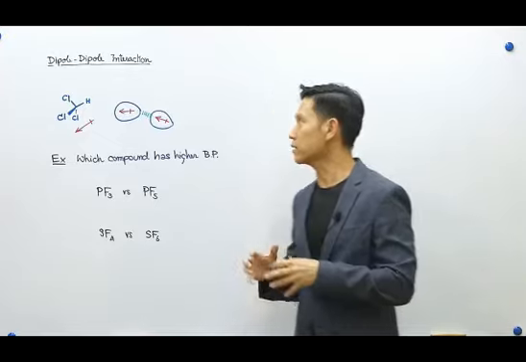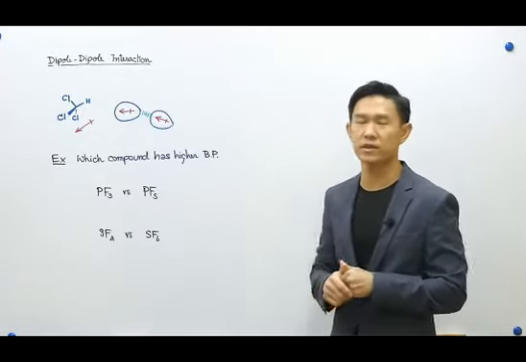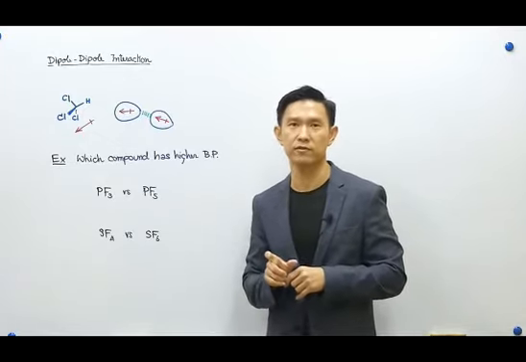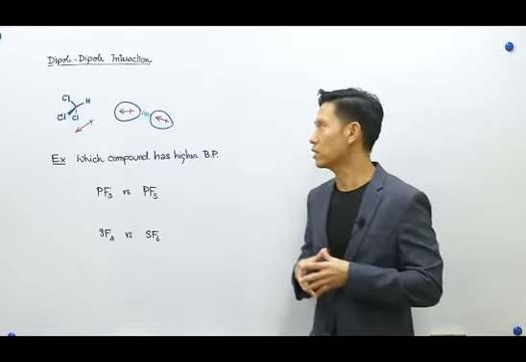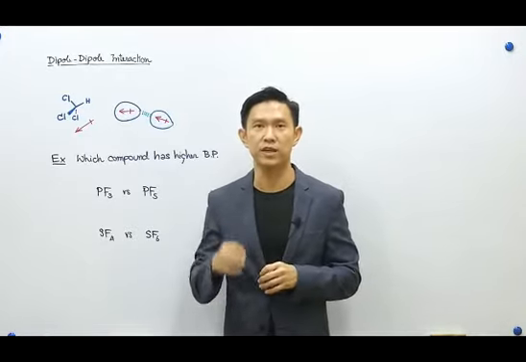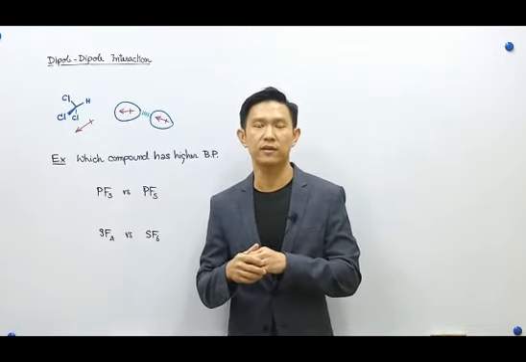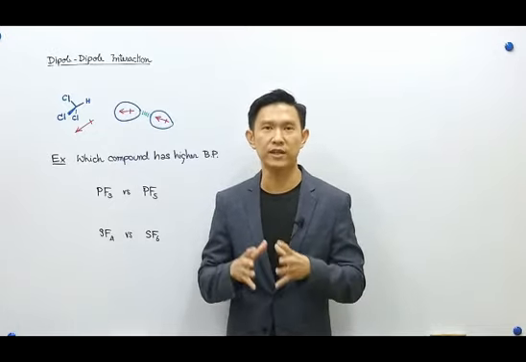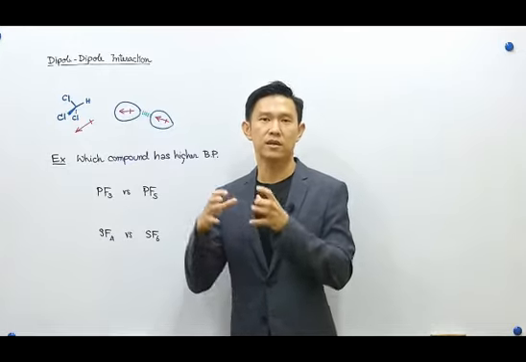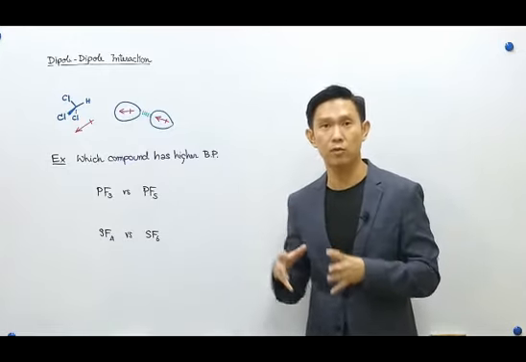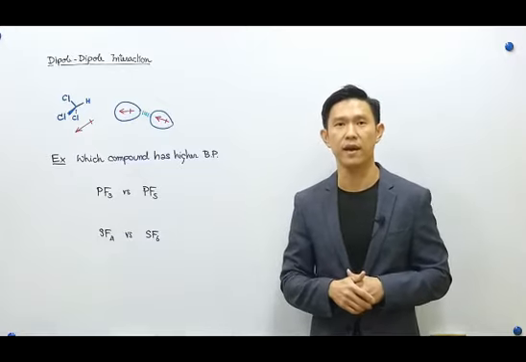So this is relatively stronger than the London force. But anyway, for dipole-dipole interactions, you have to know the dipole moment of the molecules by vector summation. First of all, you have to know the structure of the molecules by VSEPR. Then you can sum up the dipole moment vectors of each particular chemical bond, giving the dipole moment of the whole molecule, and you can compare.